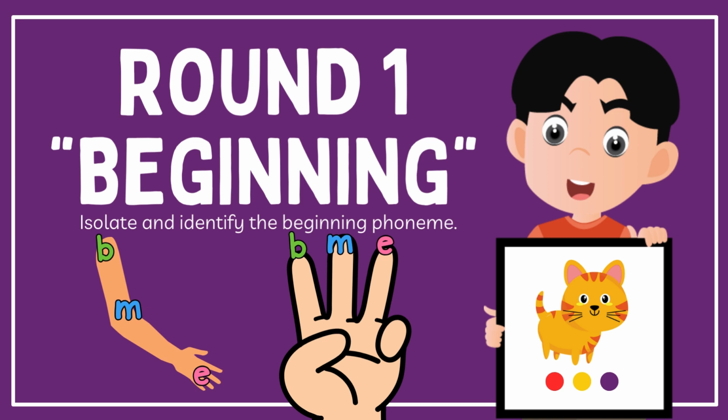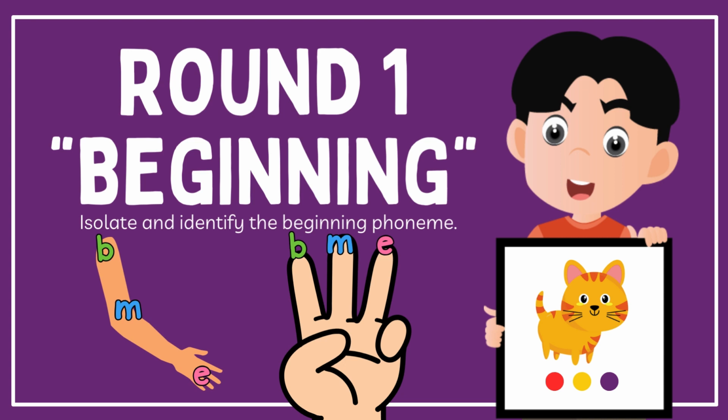Beginning sound. So let's take your arm out and touch your shoulder. The first sound is going to be k. Touch your shoulder. The first sound is going to be k. Move your hand down to your elbow. The second sound is going to say ah. And move your hand all the way down to your finger. The last sound is going to say t. Okay? So let's do it again. Shoulder, k. Elbow, ah. Finger, t.